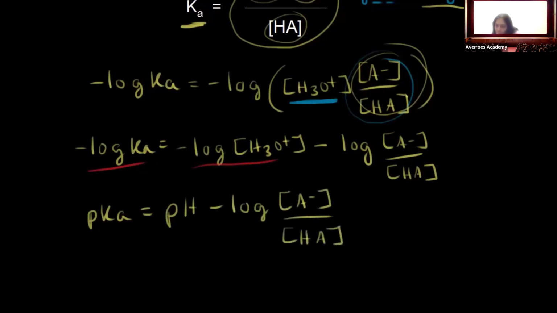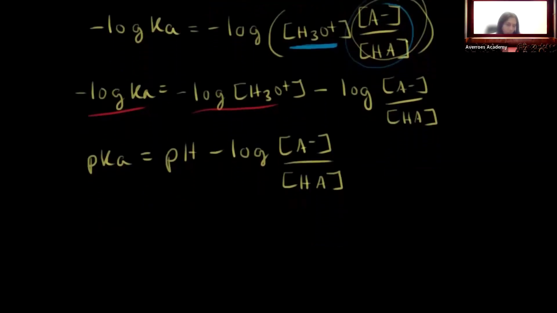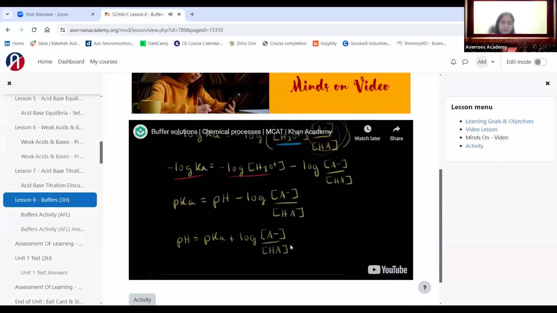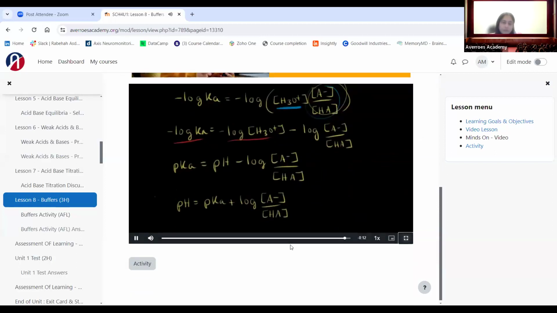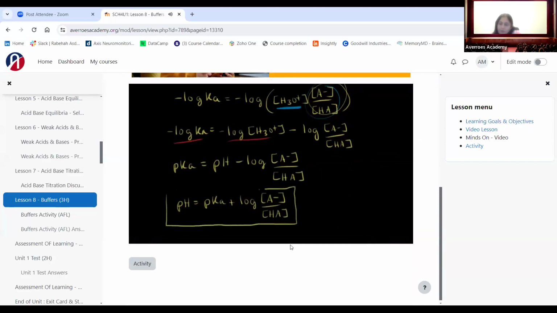And so we can rewrite this for our final equation. We're just going to rewrite this, solve for pH. pH is equal to pKa plus the log of A minus over the concentration of HA here. And this is called the Henderson-Hasselbalch equation. So right here is the Henderson-Hasselbalch equation. It's very useful when you're doing buffer calculations. All right, we'll look at examples of this in the next video.